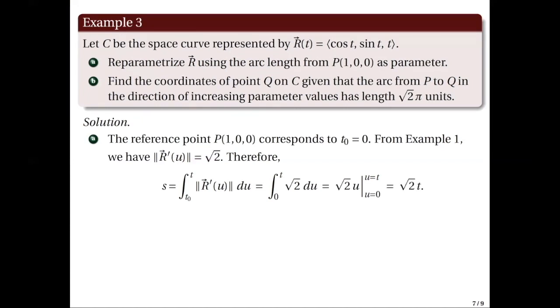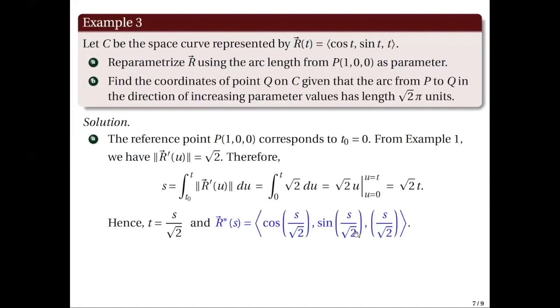So we are able to write s as a function of t. We can now write t as a function of s. We simply divide both sides by the square root of 2 and get t equal to s over the square root of 2. We can now rewrite this given vector function r as r star of s by replacing every t that you see here by the expression s over the square root of 2. Hence, r star of s will have the following components.